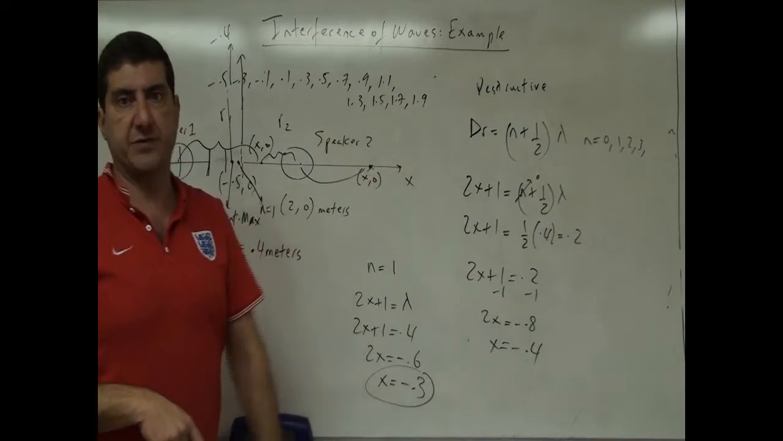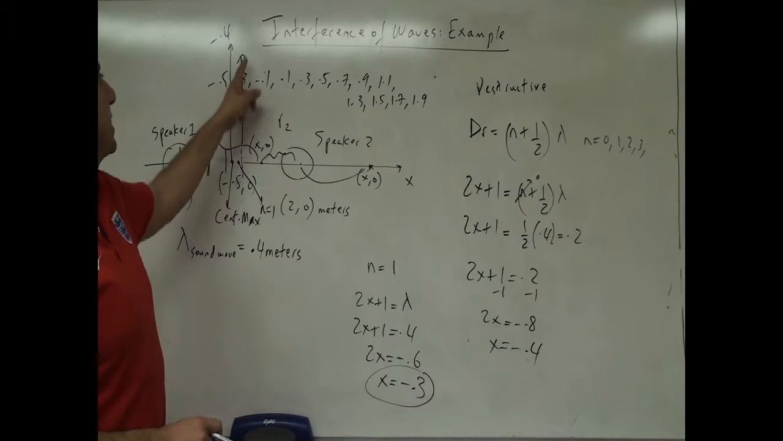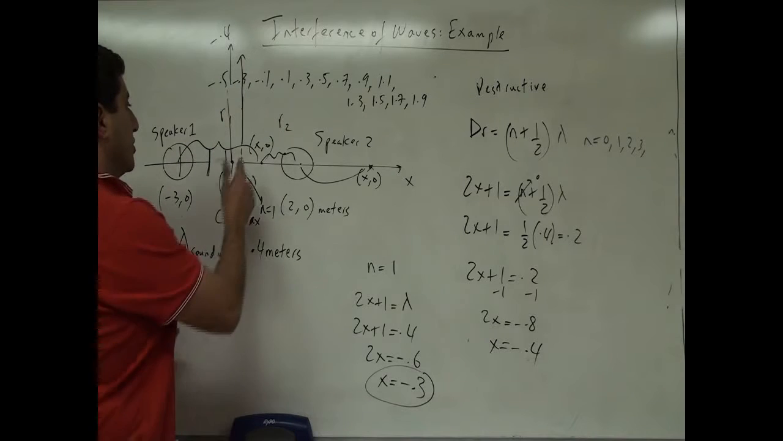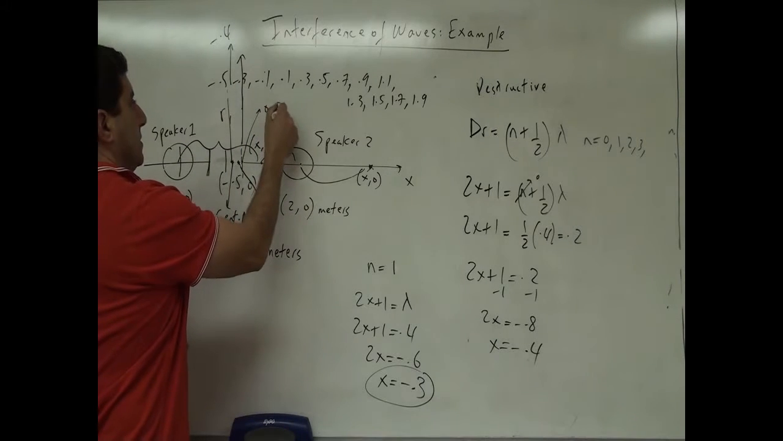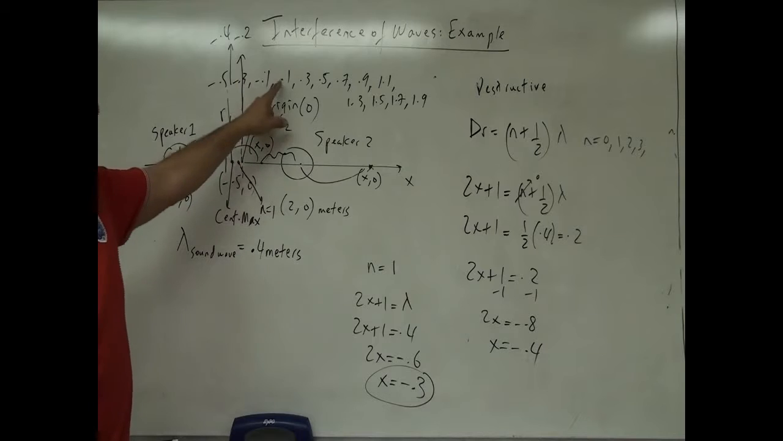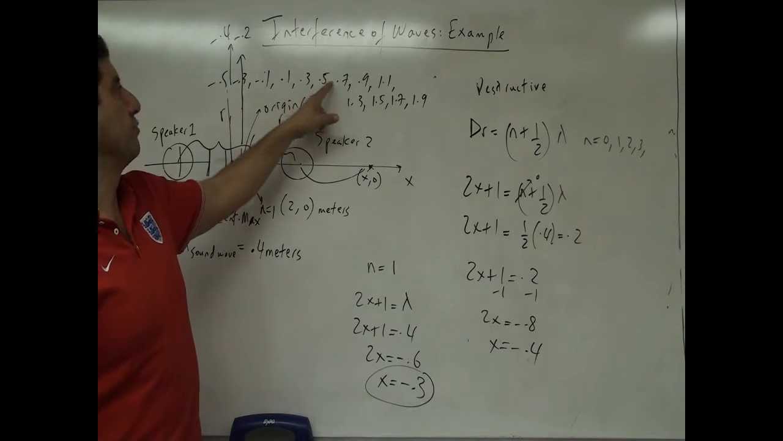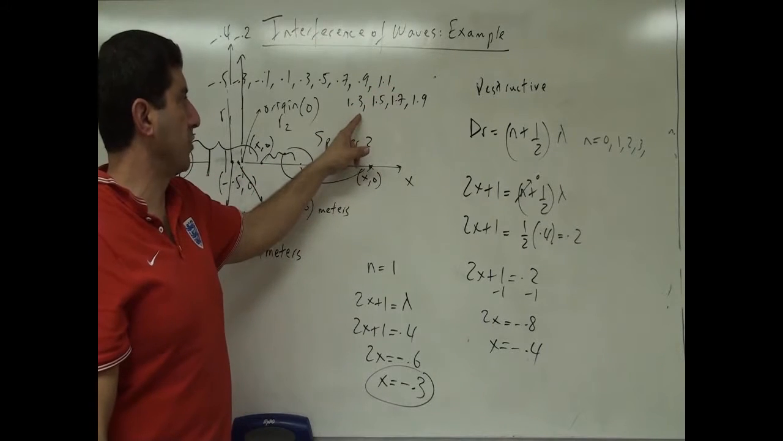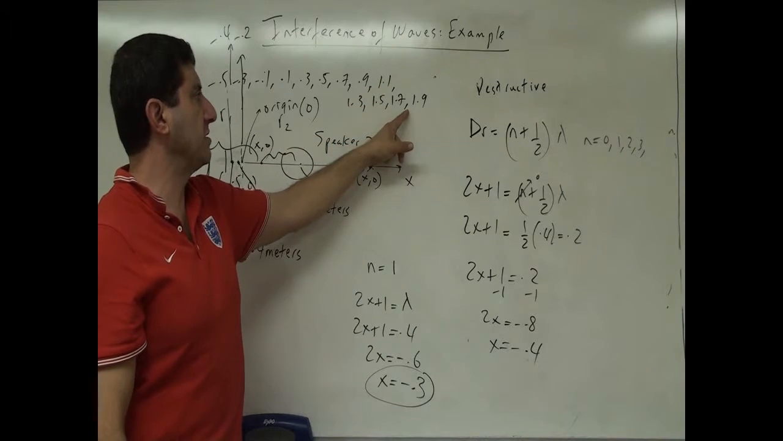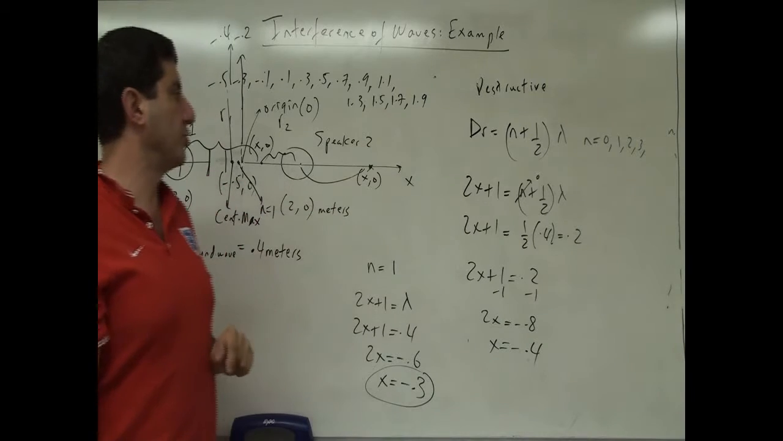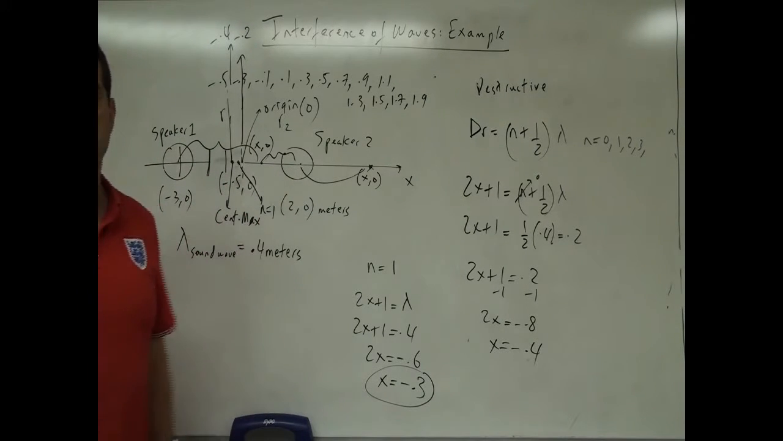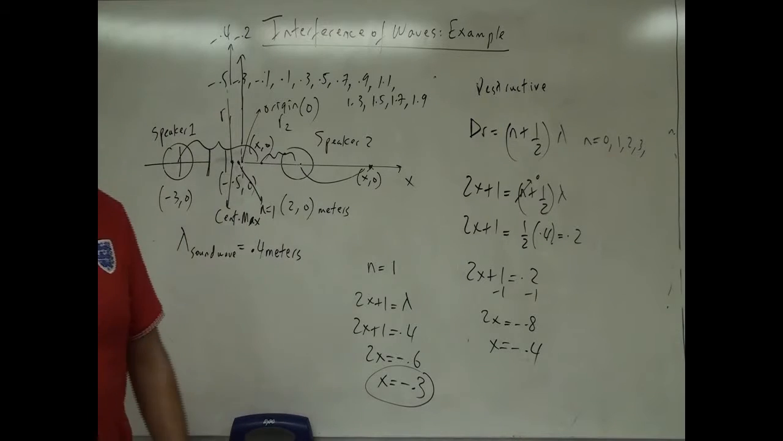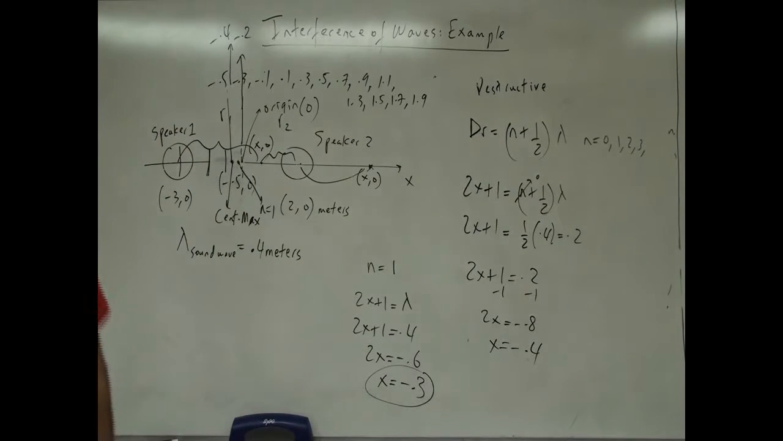The other ones we don't even have to do. Then we know the next one is going to be negative 0.2, then the next one is going to be what? 0. So the origin itself, then you're going to have 0.2, 0.4, 0.6, 0.8, 1, 1.2, 1.4, 1.6, 1.8, and then 2.0. In other words, right at the speaker itself, there'll be destructive interference because the difference in their distances is equal to half the integer multiple wavelength.